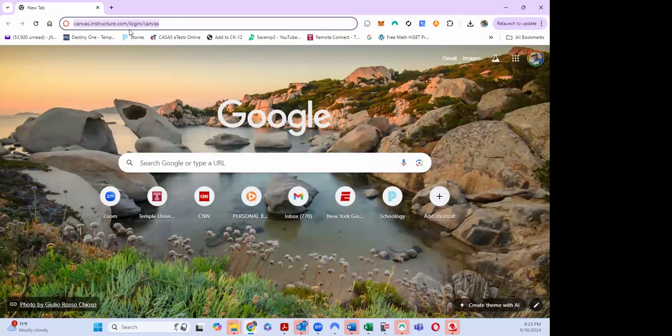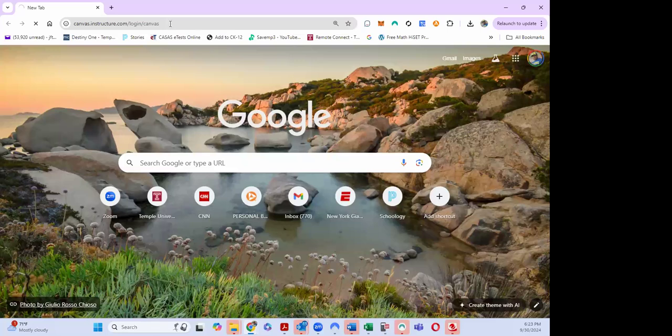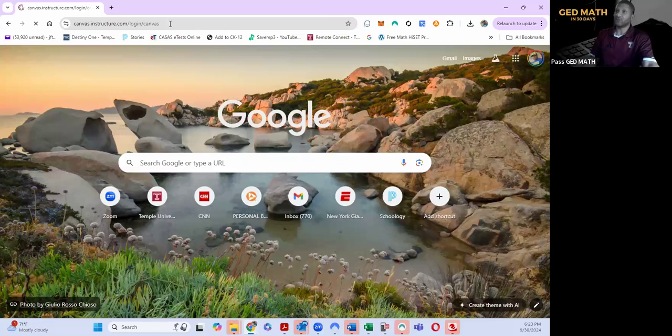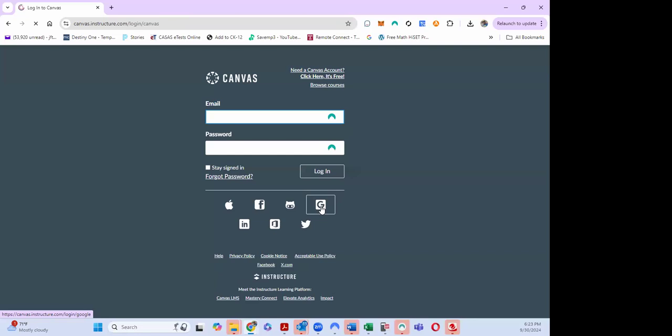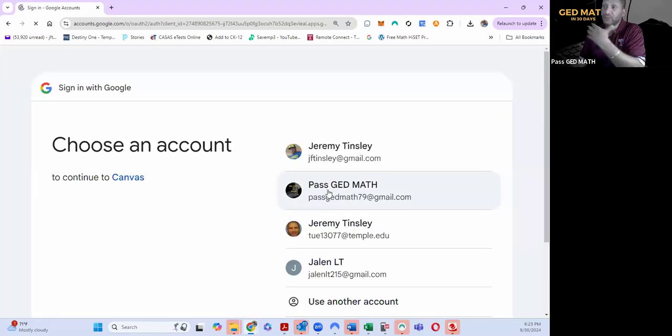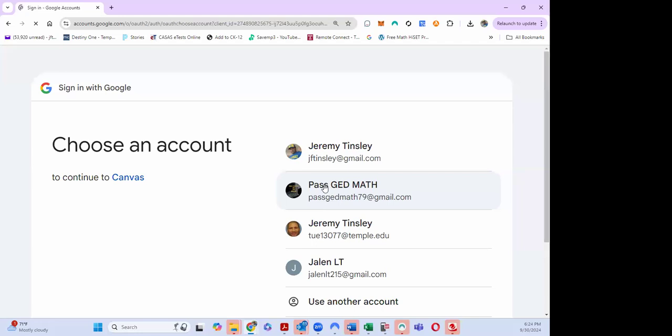Oh, that's right. It's canvas.instructure.com. When you press enter, canvas.instructure.com. And then what I would suggest you do is log in with your Gmail. So I can log in with my Gmail. Okay, I couldn't remember what it was. Okay, I know now. That way you don't have to remember passwords or your login. You see I got a bunch of emails, but I'm going to log in with this one. Canvas. Here we go.